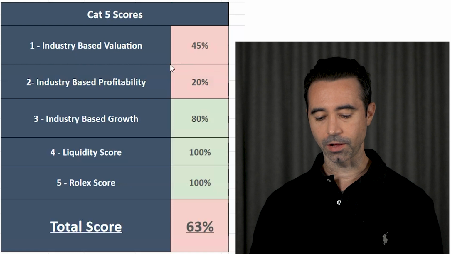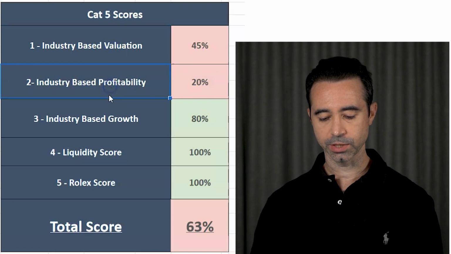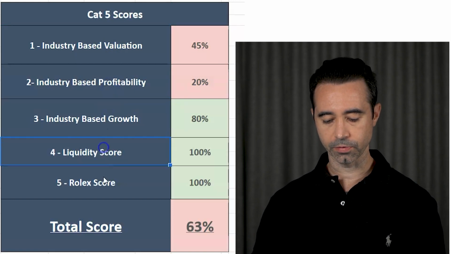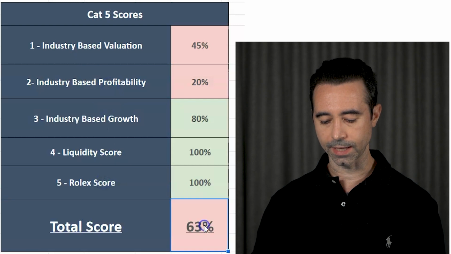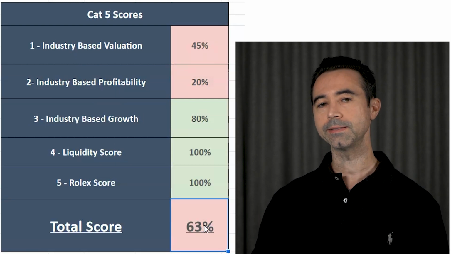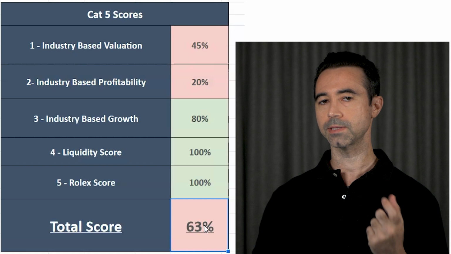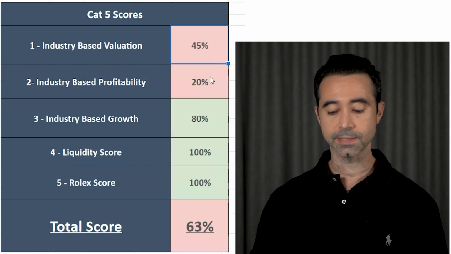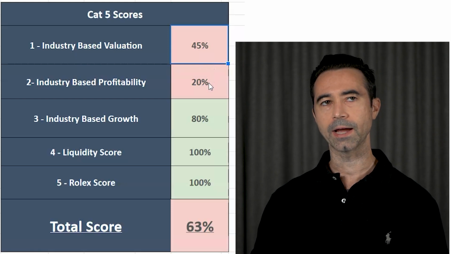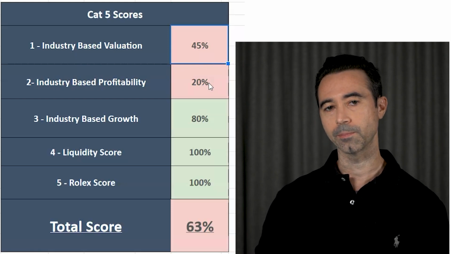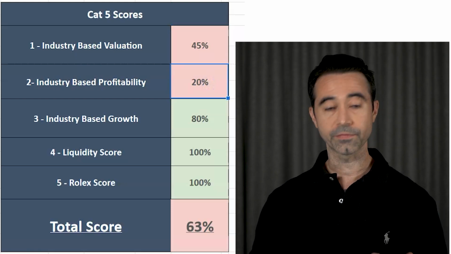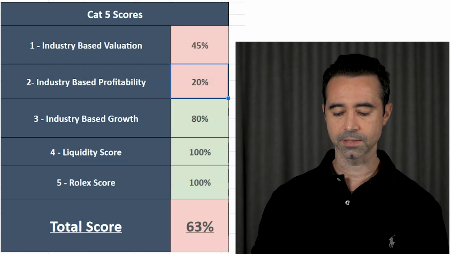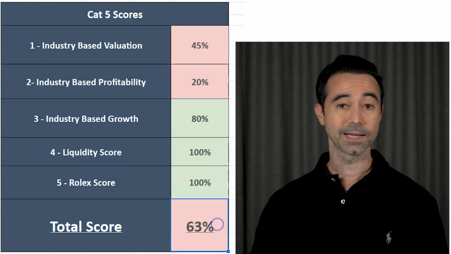So what I do is I add up all of these categories: the industry-based valuation, profitability, growth, liquidity, and the Rolex score, and I get a 63%. I like to see this over 70%, so this is a little bit low. It's lagging a bit on the valuation compared to its industry, so it's a little bit higher value. The valuation is a little high comparatively speaking, and the profitability is actually not there compared to some of its peers. But anyway, I got 63%.